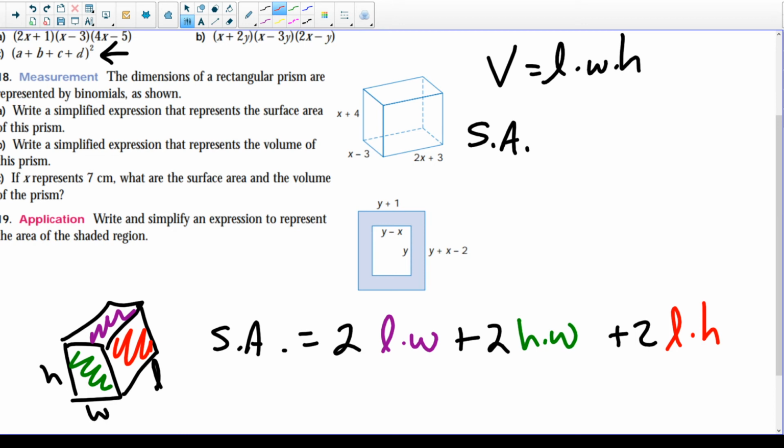All right. Question 19, write and simplify an expression to represent the shaded area only of this shape. Well, they gave you the length and width of the outside. They gave you the length and width of the inside. Multiply the length and width for the whole thing, and then subtract the length and width for the inside.